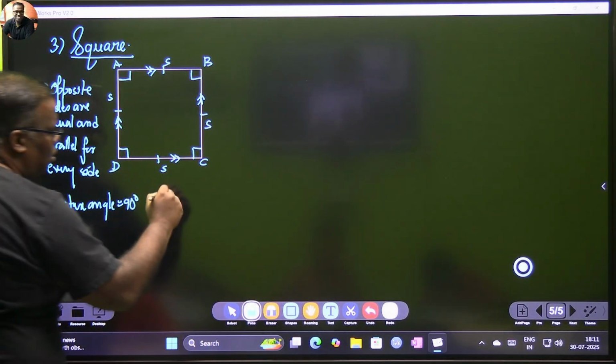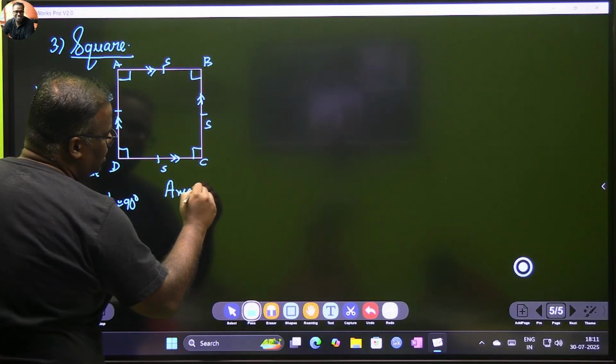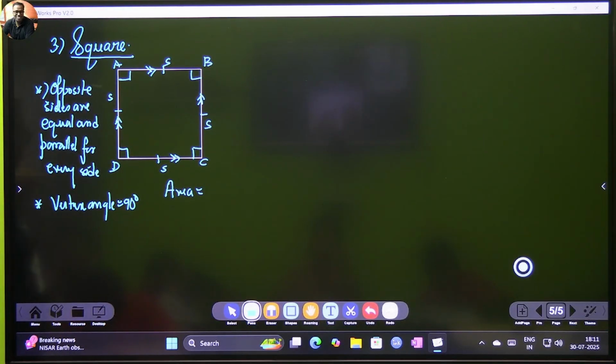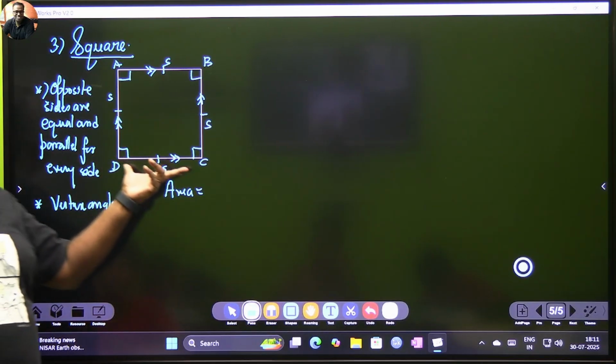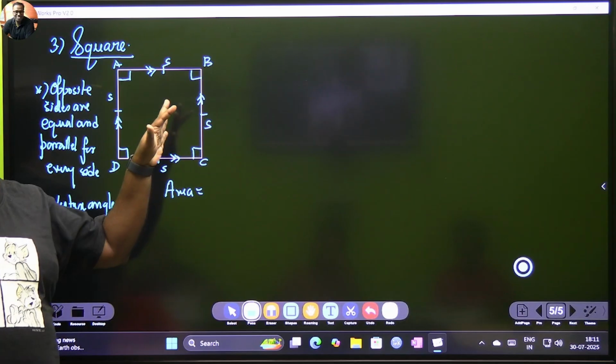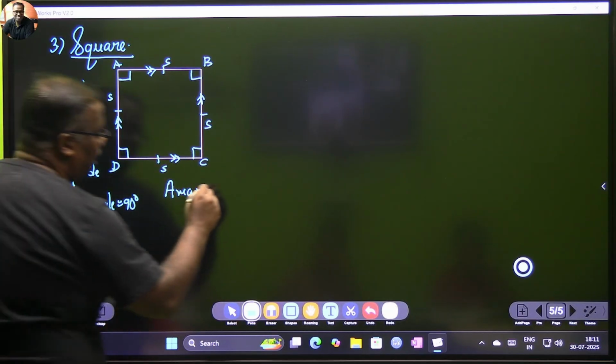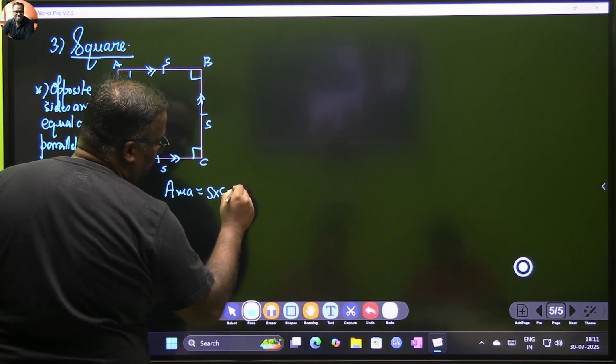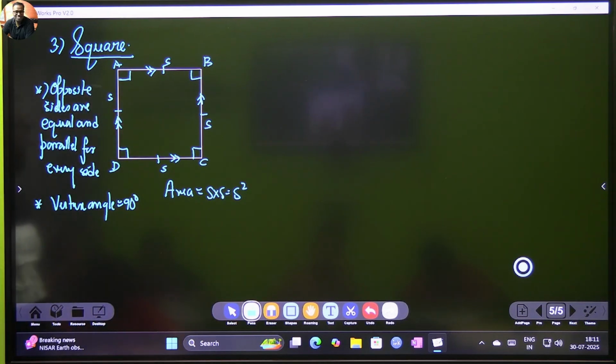Yes. So what is the area of a rectangle? What is the area of a rectangle? L into B. This is my L and this is my B. But in this case, I have an S and I have an S. So it's S into S, which is equal to S square. Are you getting it? Right.